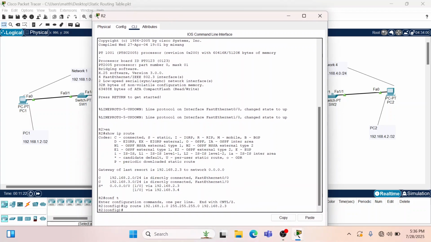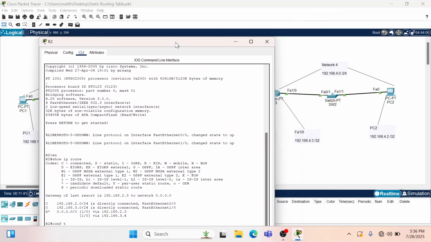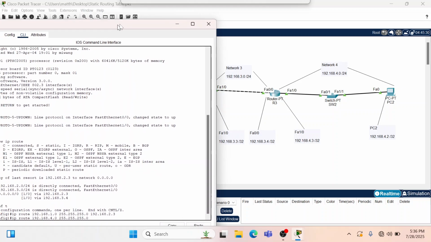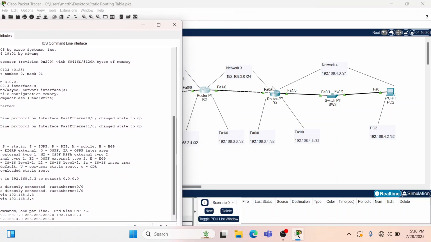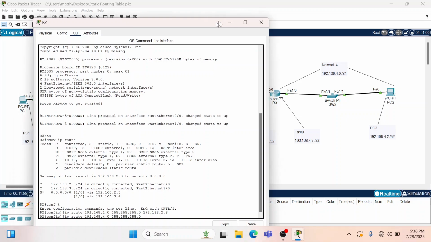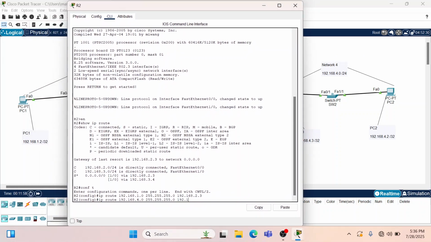Okay, now let's configure the next hop if we're going towards network 4. ip route 192.168.4.0 network at 255.255.255.0. Let's see what our next hop would be there. Our next hop would be from router 2 to router 3 on interface FA0/0, which has an IP address of 192.168.3.4.